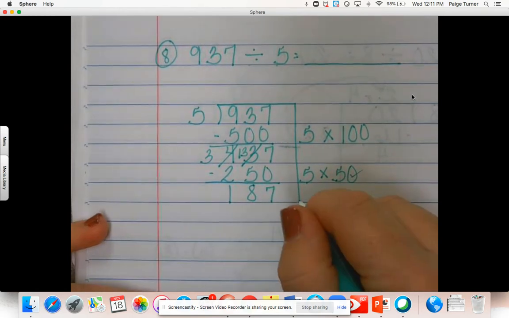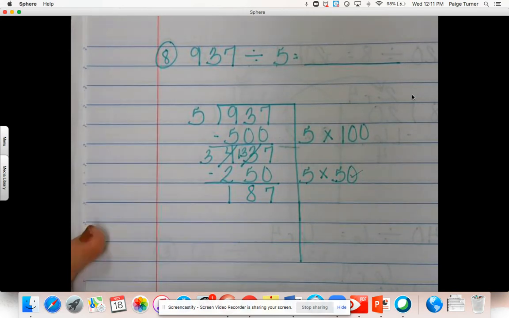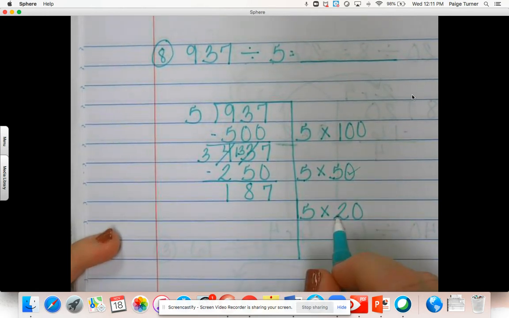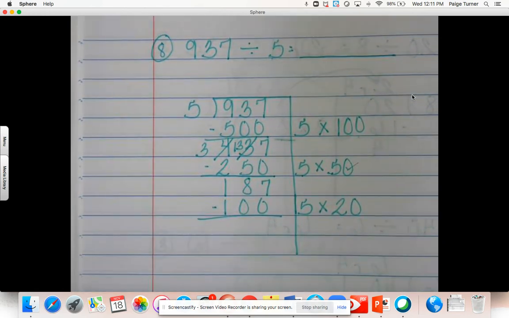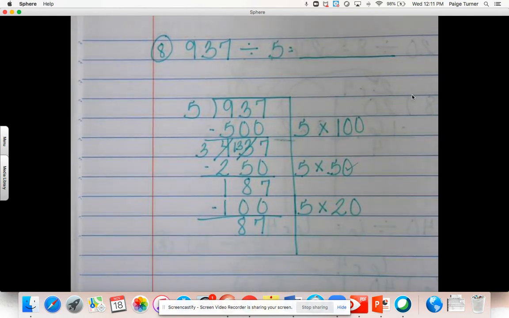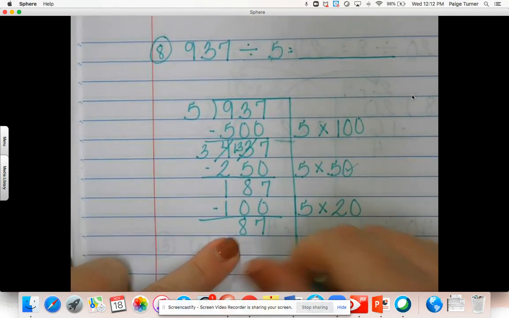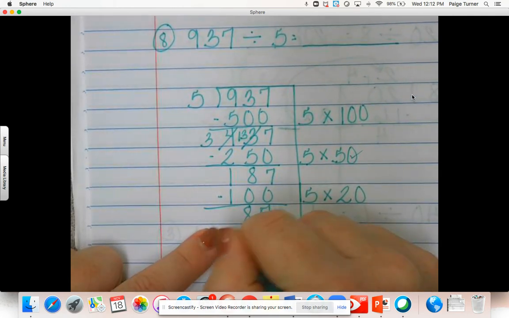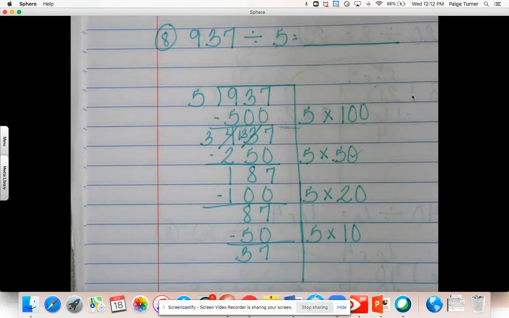All right, so we're getting better here. The smaller that number gets, the easier this is going to be for you guys. So now let's see, 5 times what number will get me close to 187? That would definitely be 5 times 20, right? Because if 5 times 2 is 10, 5 times 20 is 100. So we're going to do 187 minus 100, and that's 87. See, we're getting smaller here, working our way down. Now 5 times what number will get us close to 87? I would keep it simple and just do something like 5 times 10. So 5 times 10 is 50. We subtract 50 from 87, and that gives us 37. Hey, we're making it real small now.